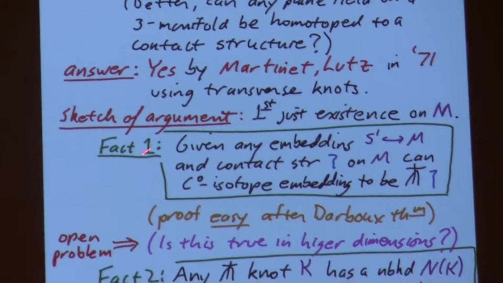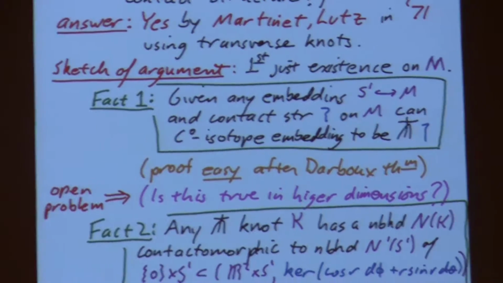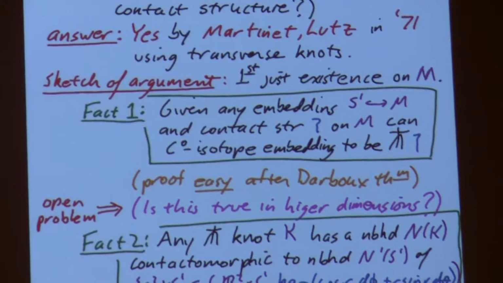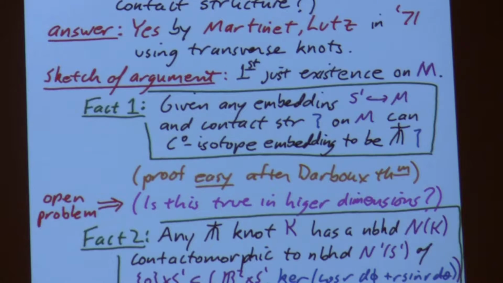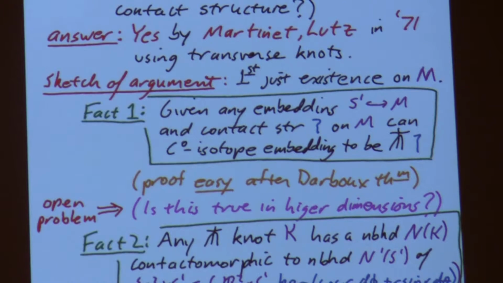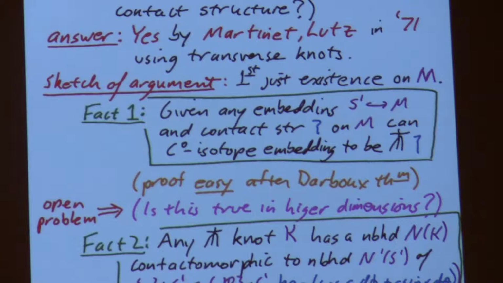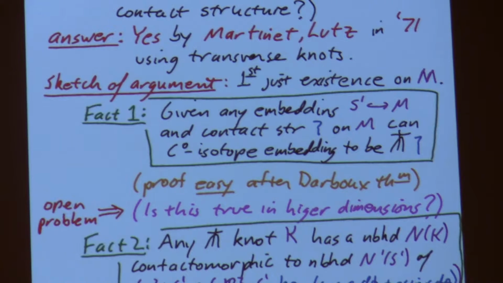So the first thing you need is this interesting fact that if you have any knot, so any embedding of S1 in a 3-manifold, so we'll call it a knot, you can always isotope it in a C0 small fashion, in other words, preserving the knot type, so that it's transverse. And this proof is actually very, very simple, once you know Darboux's theorem.